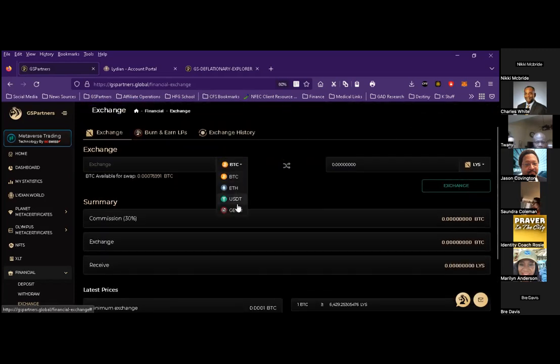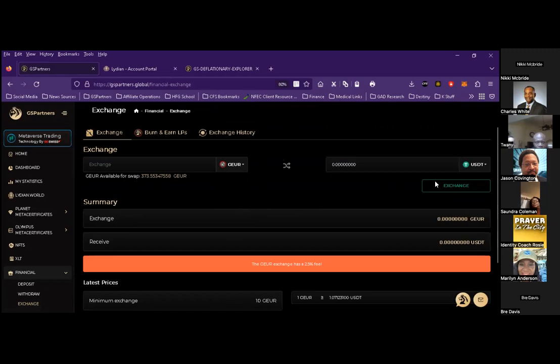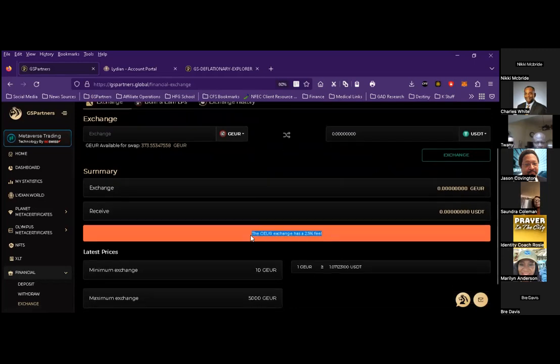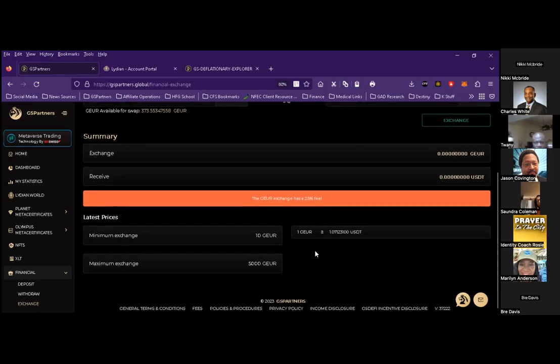Note that if you want to exchange your G Euro for USDT, this is that fee I talked about earlier under the fee section. If you're a member, the fee is 2.5%. If you're not a member, it's 5%. So you do get a discount as a paying member.